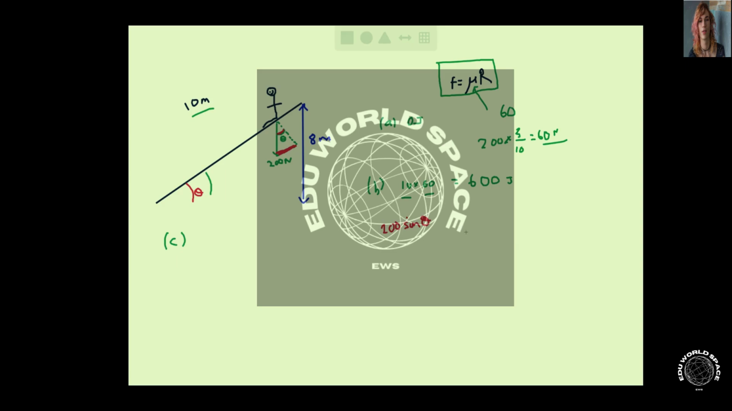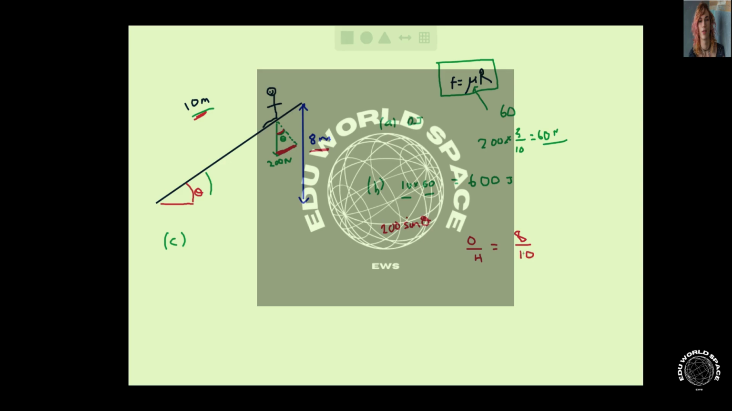As we know that sine theta is equal to opposite over the hypotenuse, and it's also equal to this angle in here, we can see that it must be equal to the opposite here, which is 8 over 10. So it's equal to 8/10.